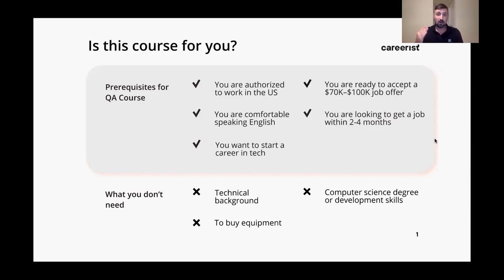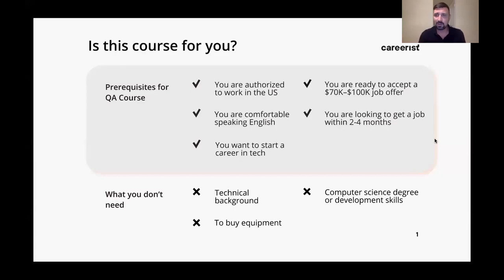Also, you need to want to start a career in tech in the next 2 to 4 months. Basically, you are looking to get a job in the next 2 to 4 months, because this program is going to be 6 weeks. 4 weeks is going to be the educational part, then the additional 2 weeks of internship minimum, and then you will start your job search, which usually takes between 1 to 3 months. So you need to be looking for a new job in the next 2 to 4 months.